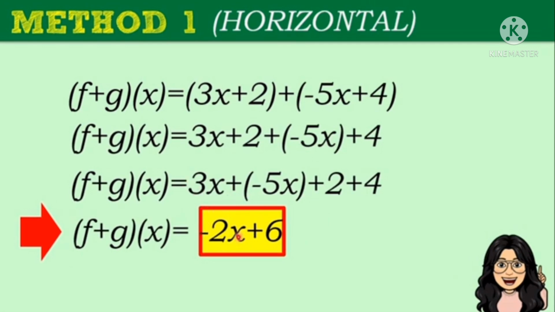Why? Because how did we get -2x? That's from 3x plus -5x. 3 plus -5, following rule number 3, will give us a -2. Okay, and we copy the variable x, so the result is -2x. We get 6 from the sum of 2 and 4, following rule number 1. So that's -2x plus 6.